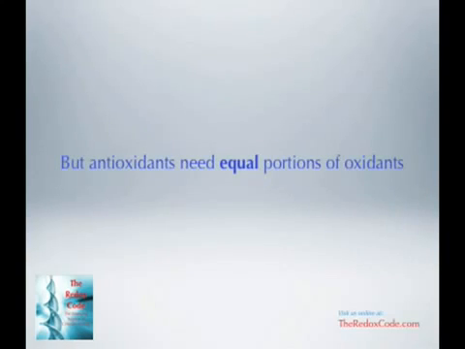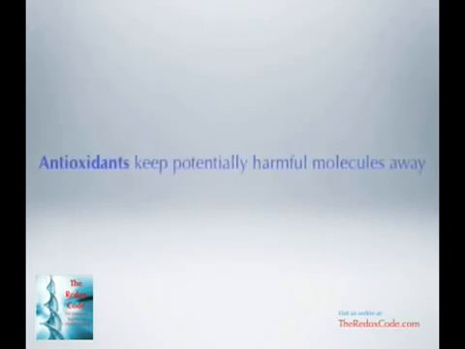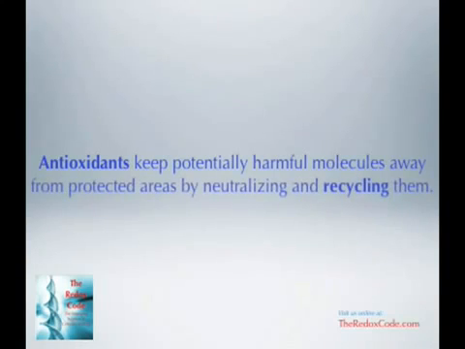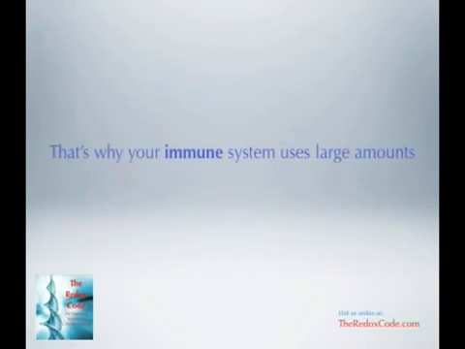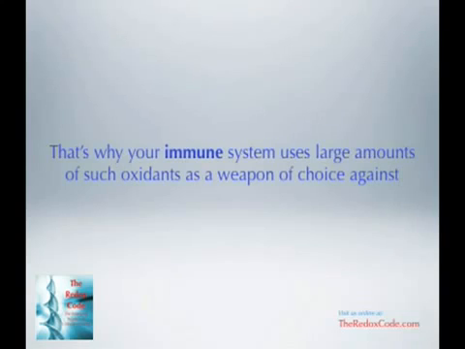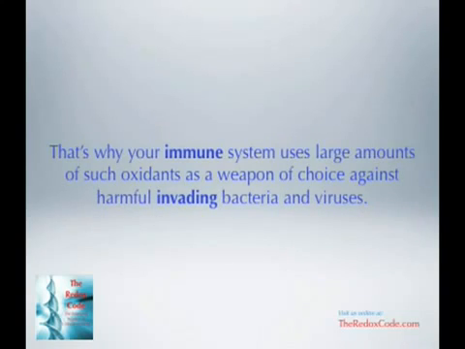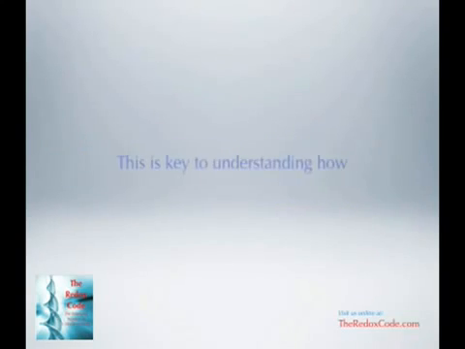But the antioxidants need equal proportion of oxidants and reductants in order to function. So antioxidants keep potentially harmful molecules away from protected areas of the cell by neutralizing and then recycling them. That's why your immune system uses such large amounts of oxidants as a weapon of choice against harmful invading bacteria and viruses. This is the key to understanding how the body heals itself.